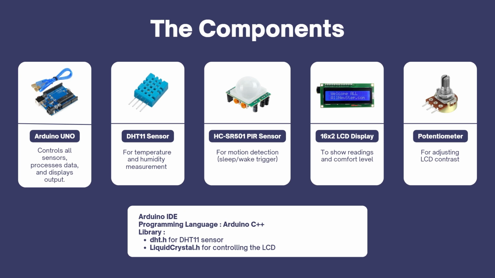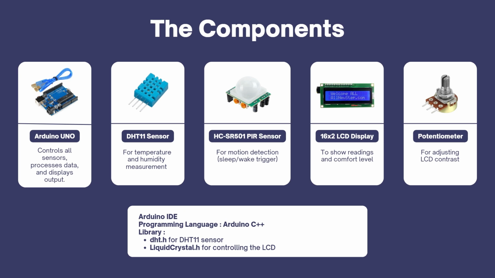Components. The first one here is a no-brainer. Arduino, this one is the brain of the whole system. The second one is a DHT11 sensor. This one is for measuring the temperature and humidity. The third one here is a PIR sensor for motion detection. The fourth one here is an LCD display. It shows the readings and comfort level.